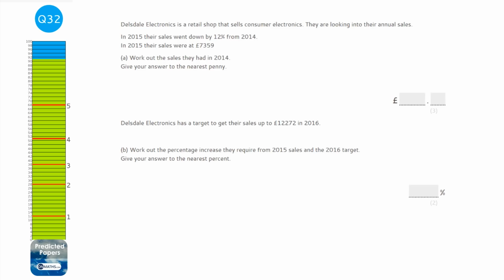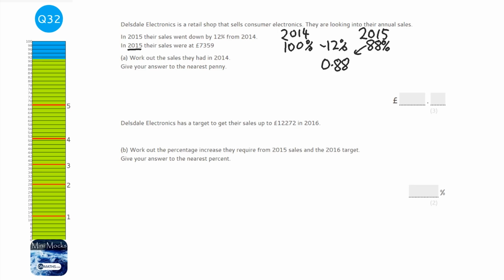Okay, so question A is about reverse percentages. So in 2014 and 2015, well, let's have a look. So the sales went down between the two. So if we start off with 100%, and they went down 12%, we're left with 88%. Now, as a multiplier, and this is the best way of doing this, 88% divided by 100, make it a decimal, is 0.88. Now that number 0.88 is what we times the 2014 sales by to get 2015. But in this question we're given the 2015 sales, so we're given this one here.